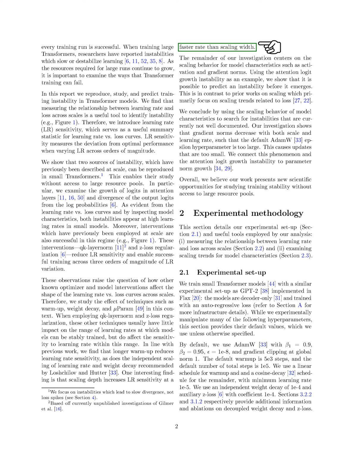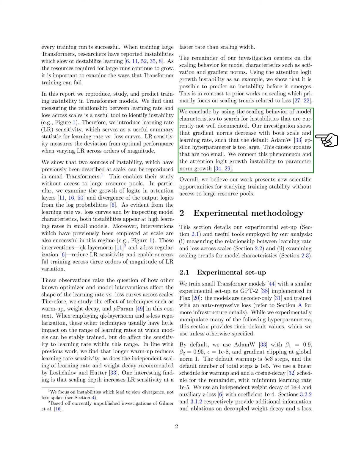One interesting discovery we've made is that increasing the depth of a model increases learning rate sensitivity more than increasing the width. We've also found that we can predict an instability before it happens by looking at model characteristics like activation and gradient norms. Our research has also shown that gradient norms decrease with both scale and learning rate, which means that the default AdamW epsilon hyperparameter is too large and causes updates that are too small. We've linked this phenomenon and the attention logit growth instability to parameter norm growth. In conclusion, our work opens up new opportunities for studying training stability without needing a lot of resources.